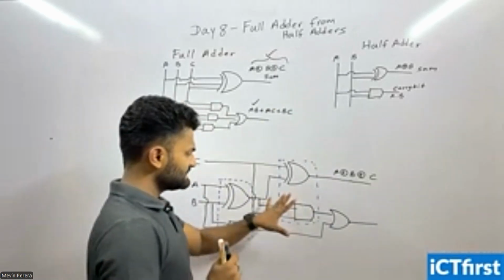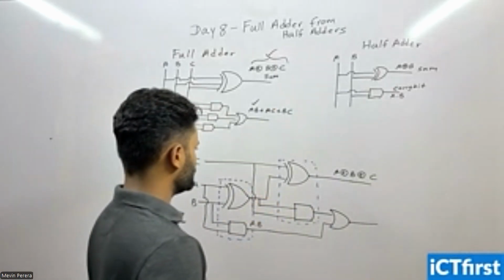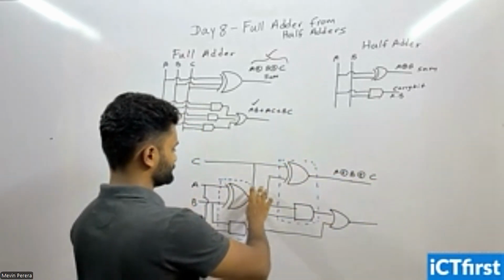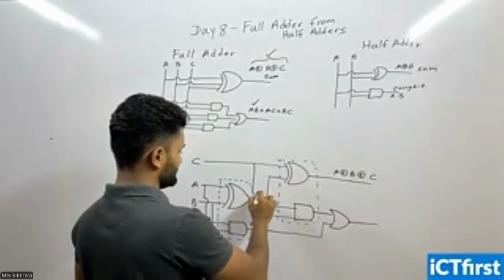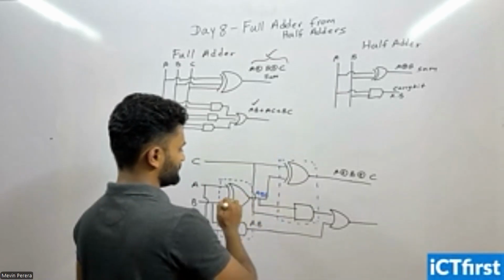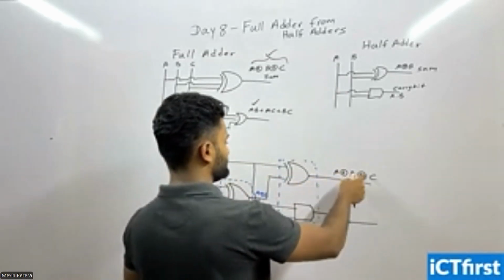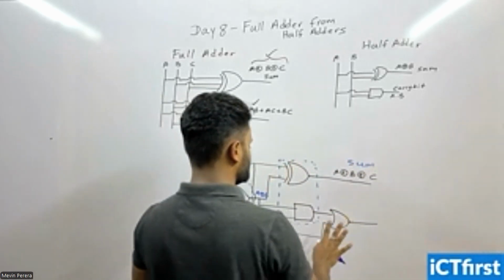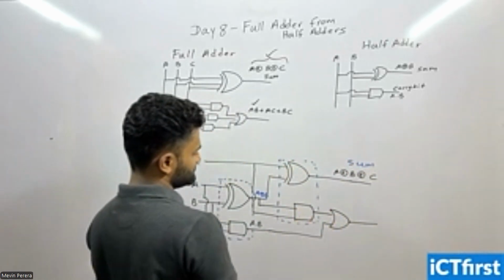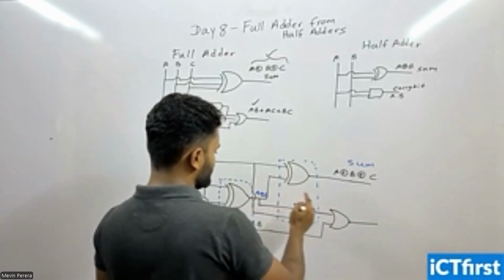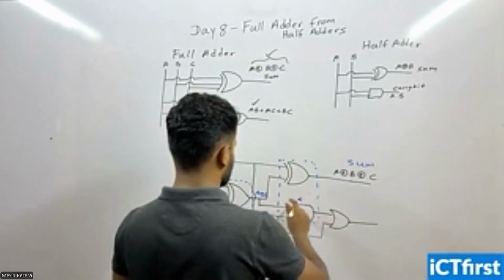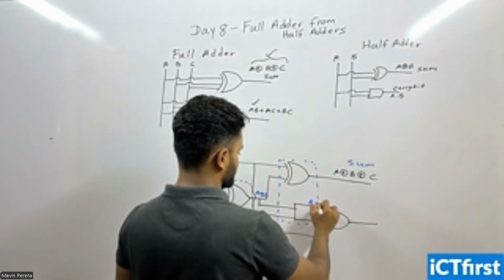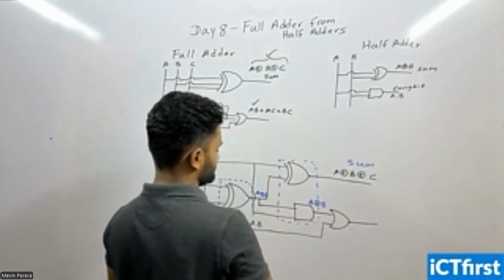Now let's see this particular output first. Now we got this one correct, right? It's okay, right? So A, B goes through. So this one is A XOR B. So it goes through this one, and again C is getting joined. So the sum is okay. But then there is a bit of confusion when it comes to the carry bit, right? So this is A XOR B.